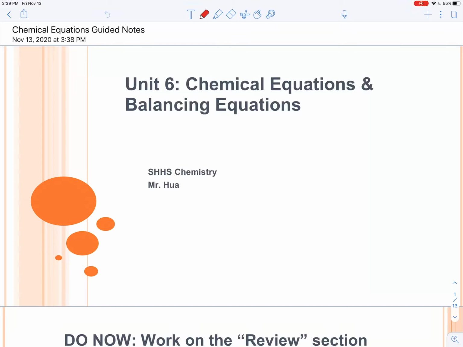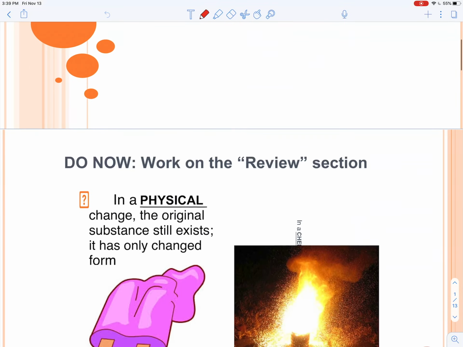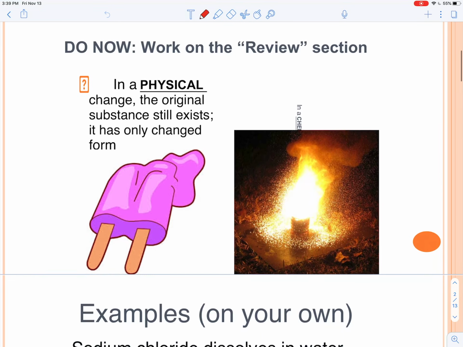Hey everyone, today we are going to talk about chemical equations and balancing these chemical equations. So a little bit of review.